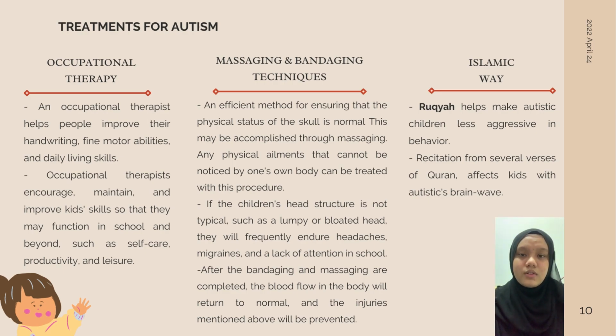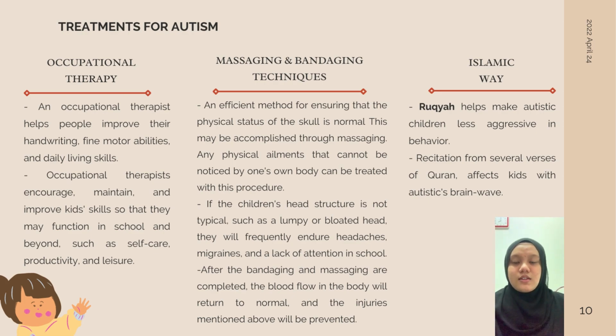The second treatment mentioned by the panel is massaging and bandaging techniques, an efficient method for ensuring that the physical status of the skin is normal. This may be accomplished through massaging. Any physical elements that cannot be noticed by one's own body can be treated with this procedure. If the children's head structure is not typical, such as a lumpy or bloated head, they will frequently endure headaches, migraines, and a lack of attention in school. After the bandaging and massaging are completed, the blood flow in the body will return to normal, and the injuries mentioned above will be prevented.